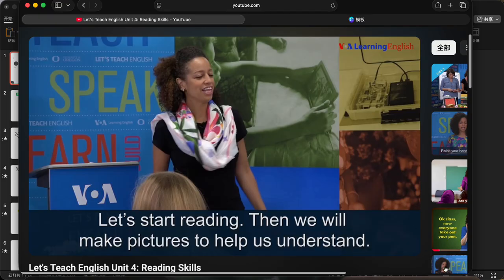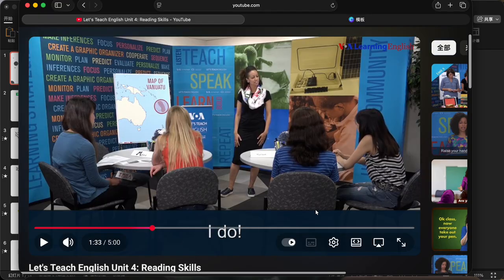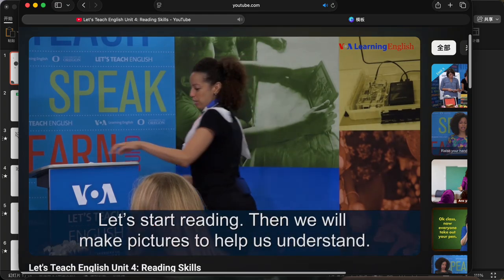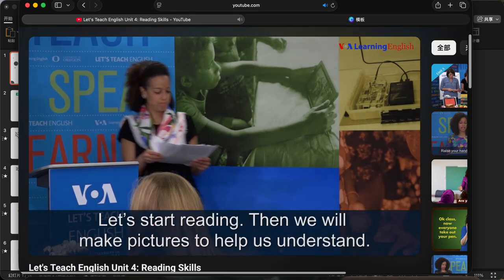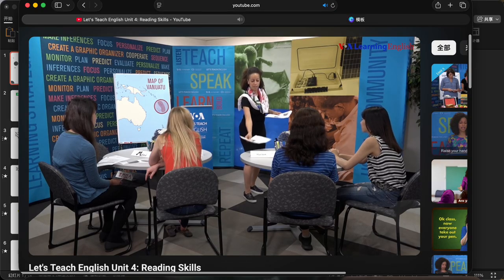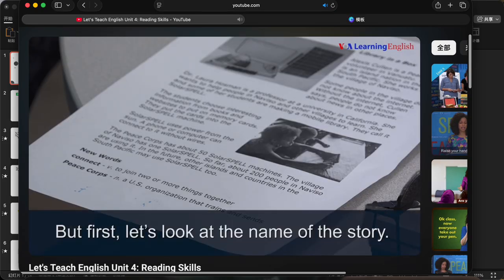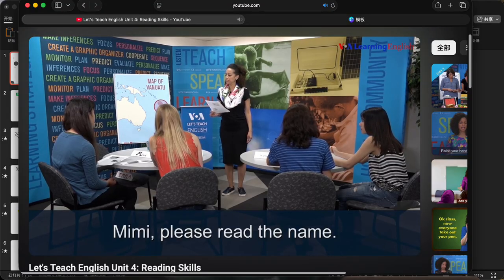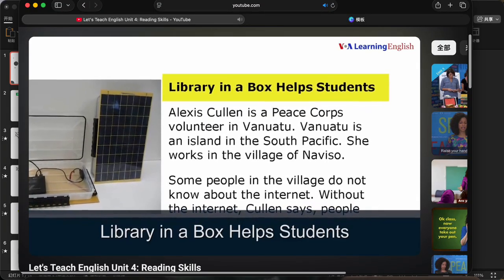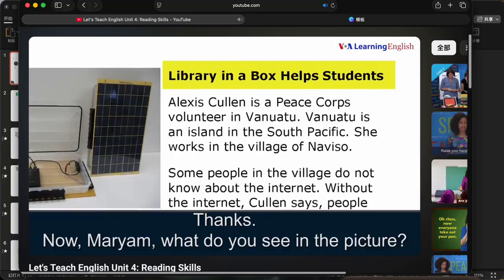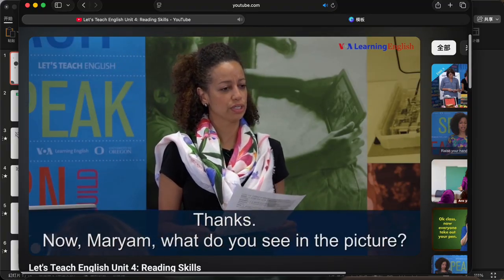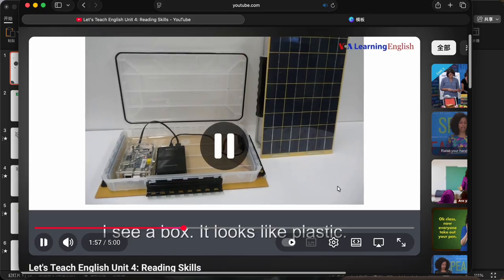That's very good. Let's start reading, then we will make pictures to help us understand. But first, let's look at the name of the story. Mimi, please read the name. Library in a Box helps students. Thanks. Now, Mariam, what do you see in the picture? I see a box.